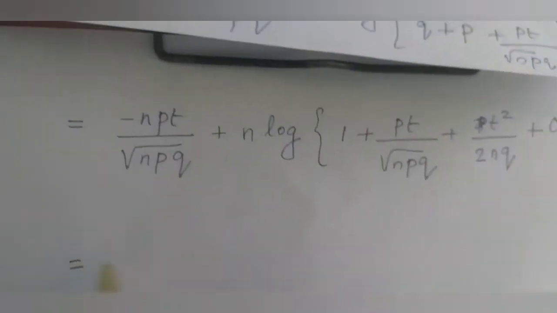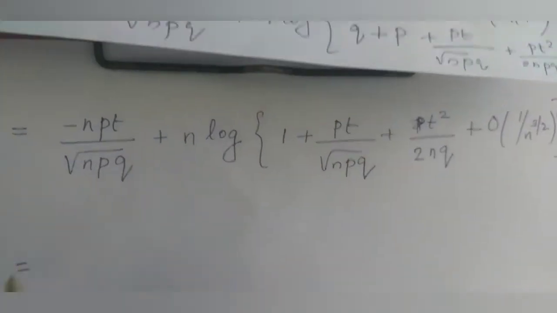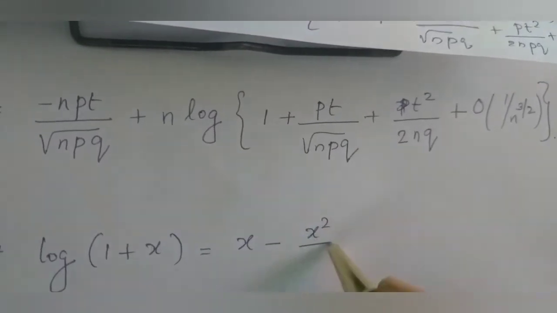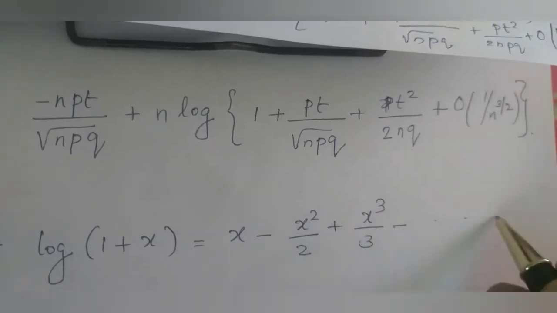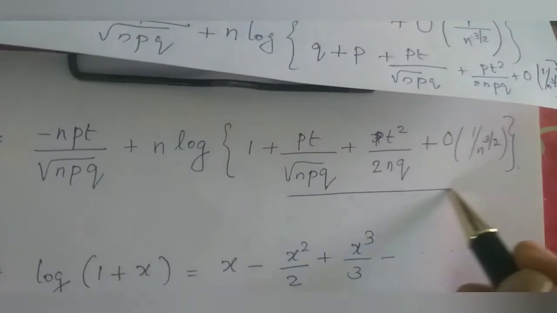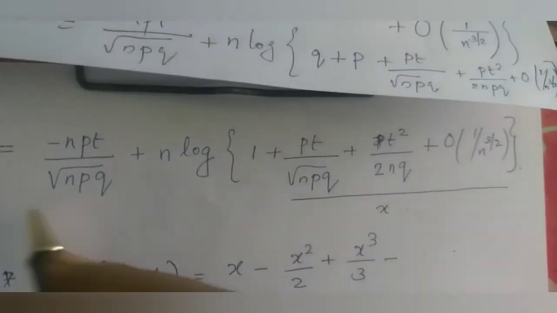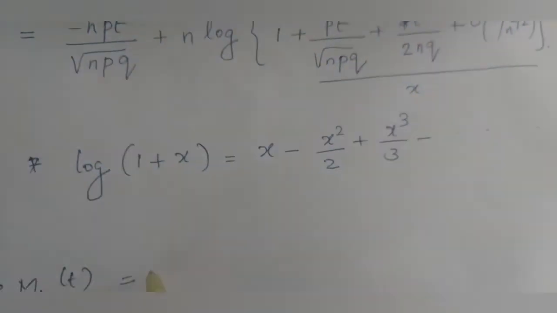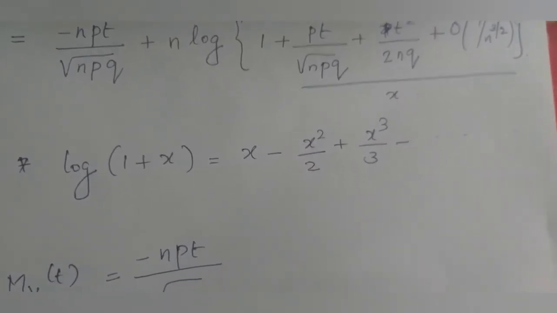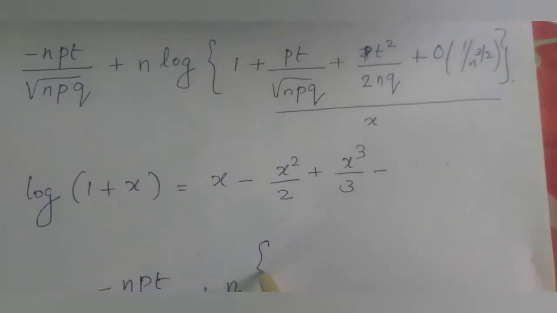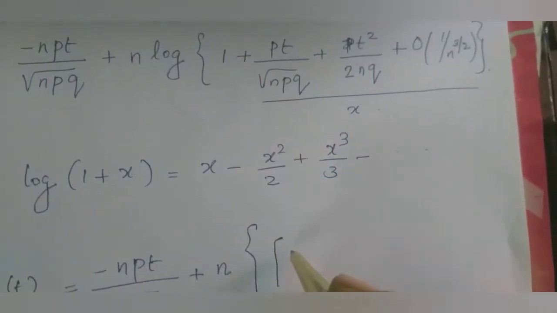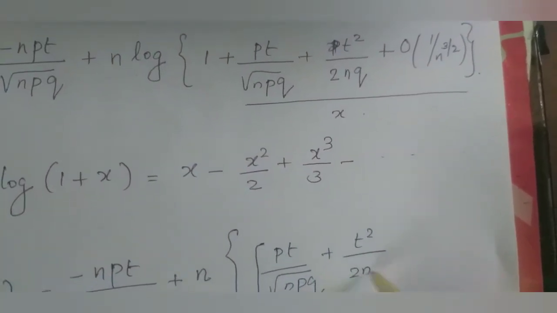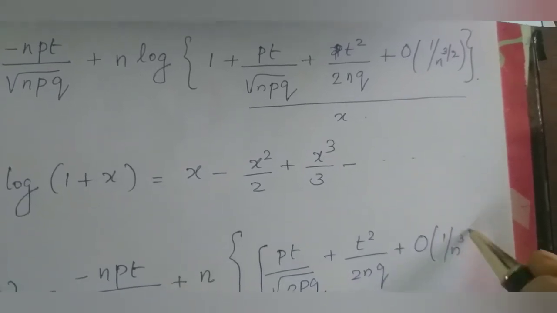Then this is equal to logarithm of this term. We have studied logarithm of 1 plus x; we can write it as x minus x square by 2 plus x cube by 3 minus etc. So here logarithm of 1 plus x, x is this term. So we can write log M_Y(t) is equal to minus npt by root npq plus n of, here x is this one, so in bracket pt divided by root of npq plus t square by 2nq plus order of 1 by n raised to 3 by 2.